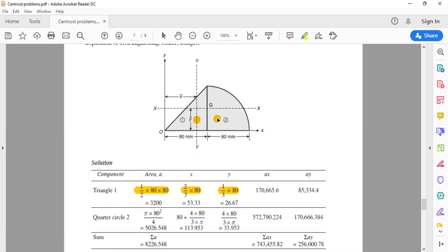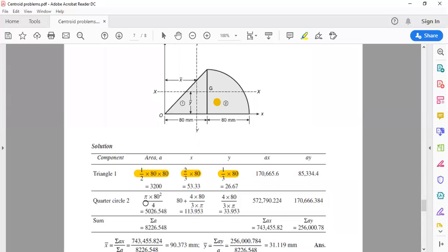Quadrant of a circle. So area of quadrant of a circle, we know it is pi r square by 4, where r is 80 mm. So pi into 80 square divided by 4 will give you the area.